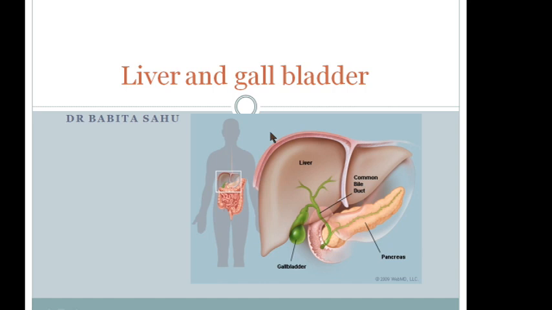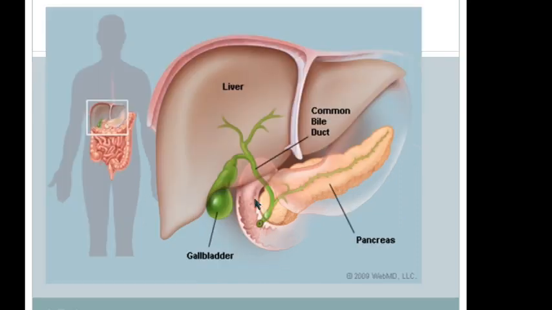Functional anatomy. Here you can appreciate this is the liver, and this green one is the gallbladder, and this liver and gallbladder is connected by the common bile duct. This common bile duct opens into the first part of the small intestine. It joins with the pancreatic duct at the ampulla of Vater and opens into the first part of the small intestine, that is duodenum.